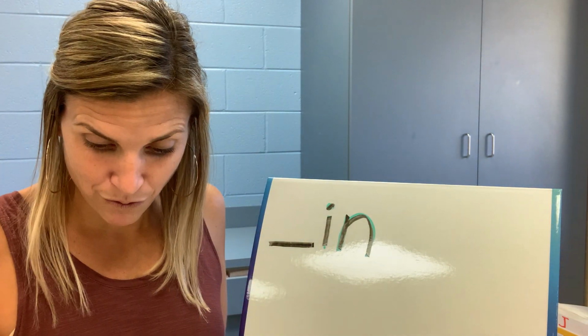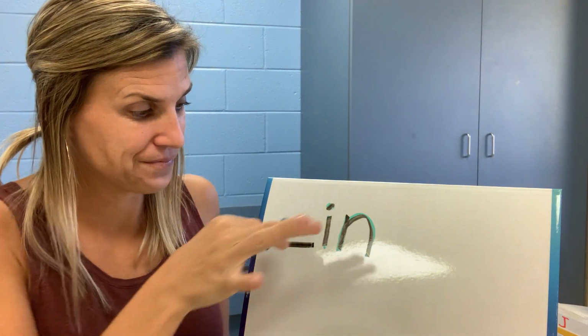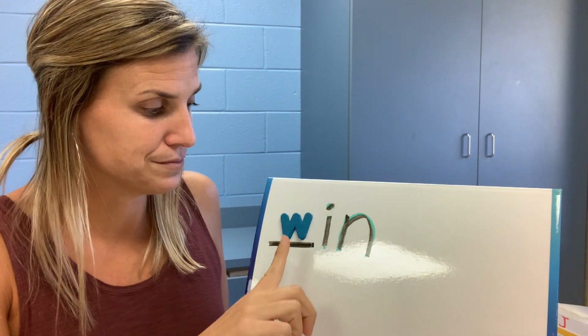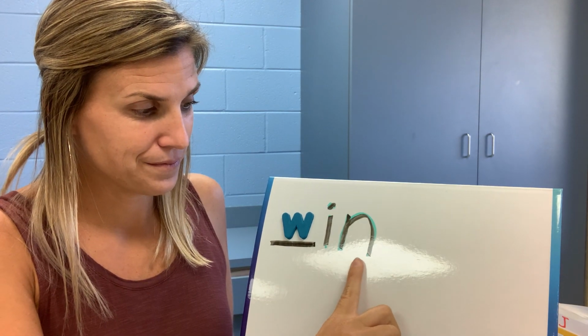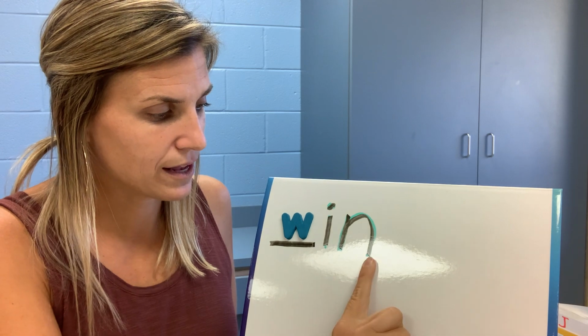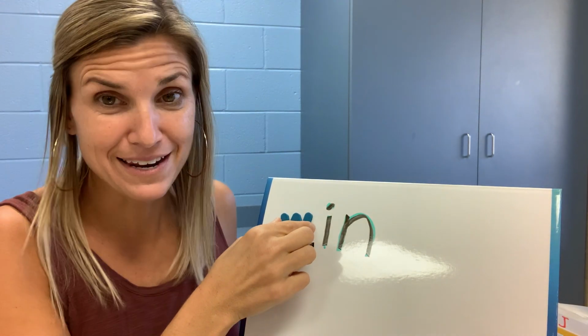All right, let's try one more. Are you ready? Okay, I want you to do it with me. I'm not going to say it first because I want you to say it right from your house. So here we go. This is the letter W. So first, tell me the sound. Let's tap it together. W, in. Now we're going to blend it. Are you ready? Let's blend it together. Win. What's that word? Win. Win is our word.